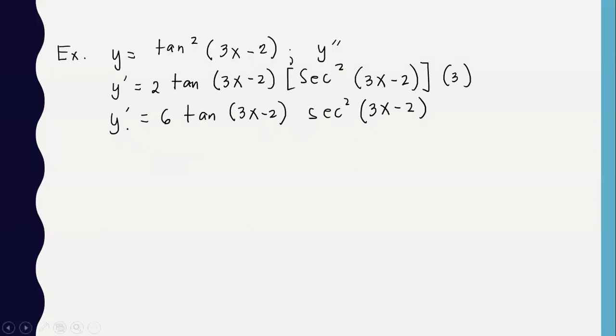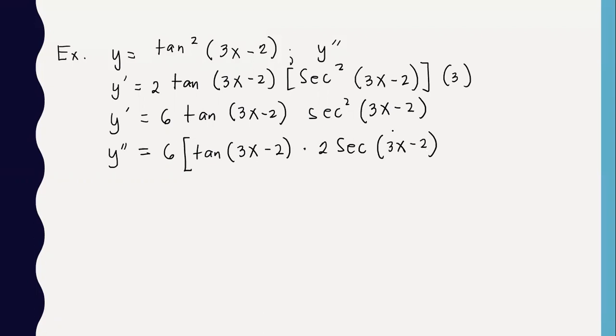Now, for y double prime, how do we solve for y double prime? You're going to use the product rule. Kasi you have tangent and secant. Therefore, y double prime is equal to 6. Iwalay muna natin ang 6. Okay. We have tangent 3x minus 2, the derivative of your secant squared. Again, use the power formula. Therefore, this one is times 2 secant 3x minus 2. Then the derivative of your secant is secant 3x minus 2 tangent 3x minus 2 times the derivative of 3x minus 2, which is 3.